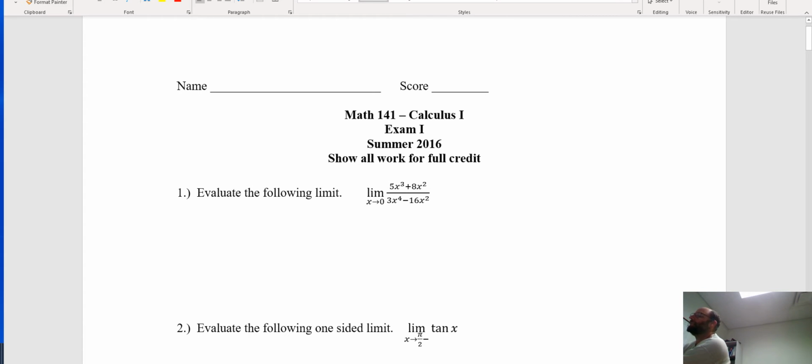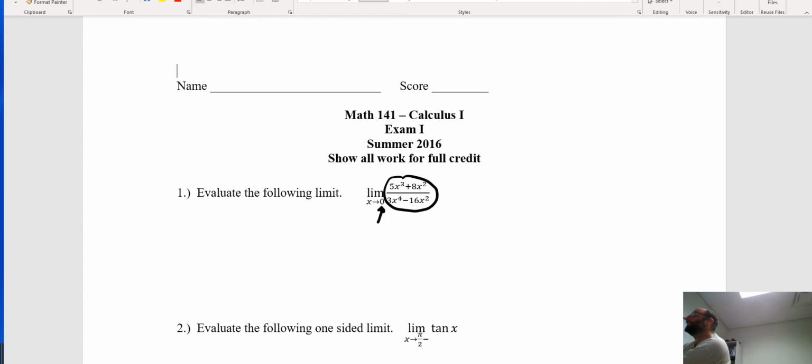So let's go through this test here and talk about the important things. The first couple here are about how to evaluate limits. Rule number one is you just put the number, in this case 0, into what you're trying to find the limit of and see if you get a number out. If you do, you're done. If not, if you get something like this one where you get 0 over 0, you've got to do some monkeying around with it, if you will.